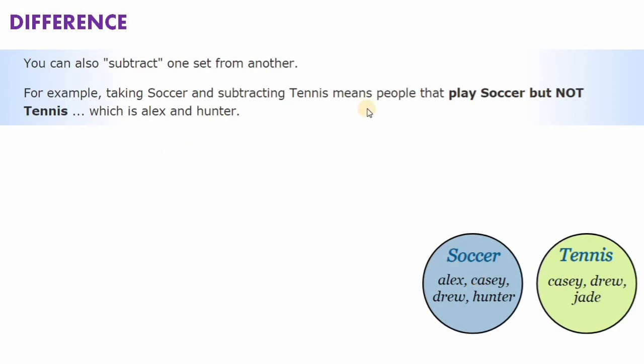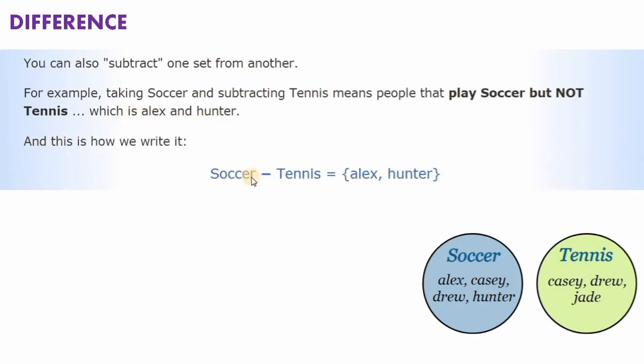Now this means people that play soccer but not tennis. So this is the main point that you need to remember. So people that play soccer but not tennis. And what are the people who play soccer but not tennis? They are Alex and Hunter. So that's why it is written, which is Alex and Hunter. Okay, so that's why soccer minus tennis will give me a set which contains the people who play soccer but not tennis. That is Alex and Hunter.